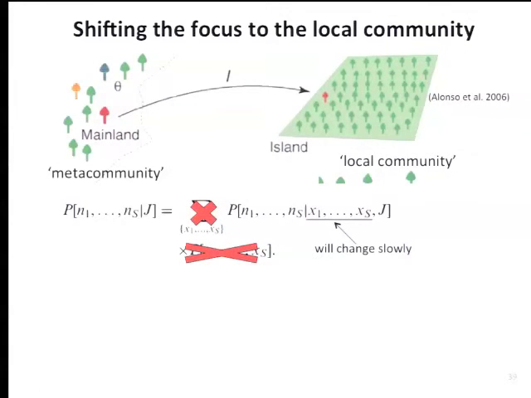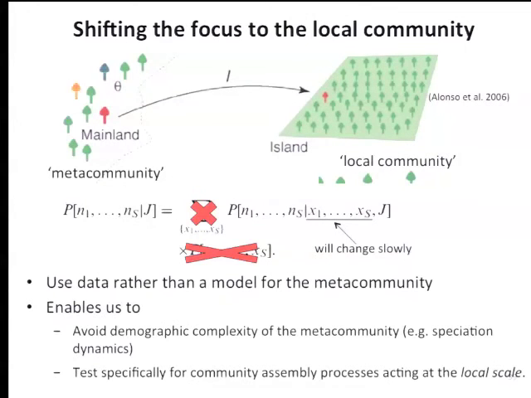But I'm suggesting don't sum over all that stuff. Let's just use some data to inform what's going on in the metacommunity, at least over recent timescales. And this will enable us to avoid the demographic complexity of the metacommunity. So the speciation dynamics in the metacommunity model aren't really believable. And so it'll enable us to just eliminate that, and also to test specifically for community assembly processes acting at the local scale.